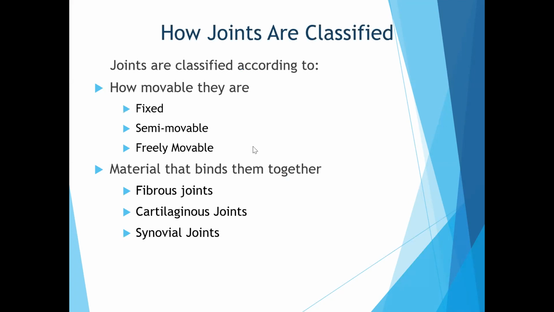They can also be classified by the material that binds them together. So you have fibrous joints, cartilaginous joints, and synovial joints. And these two categories kind of go hand in hand. So fibrous joints are going to be fixed, cartilaginous joints are semi-movable, and your synovial joints are your freely movable.